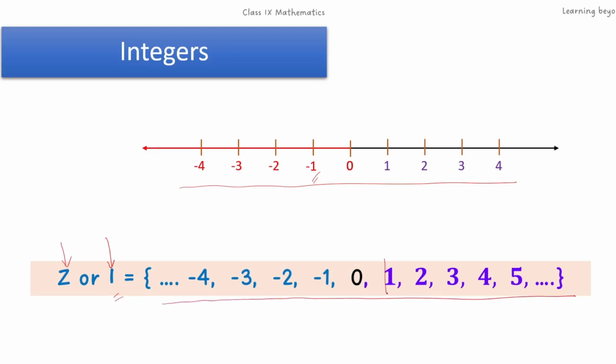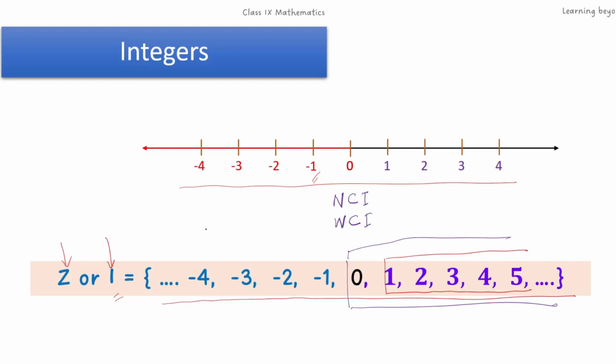Now here you can see this is the set of natural numbers, this is the set of whole numbers. So all natural numbers are integers, all whole numbers are also integers. So we can write all natural numbers are a proper subset of integers, and whole numbers are also a proper subset of integers.